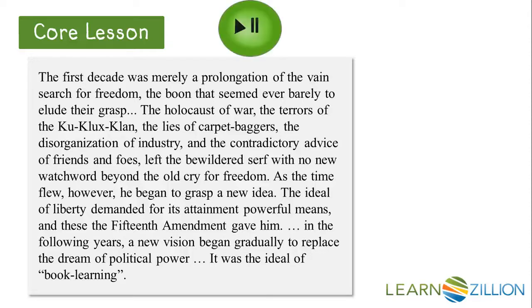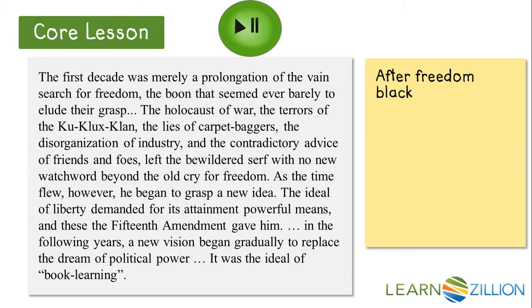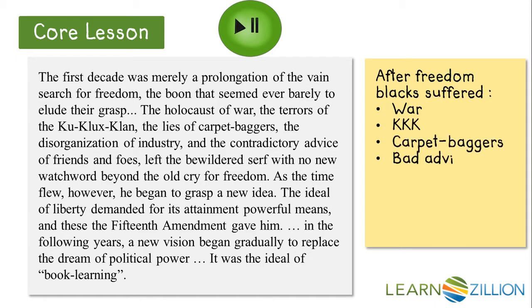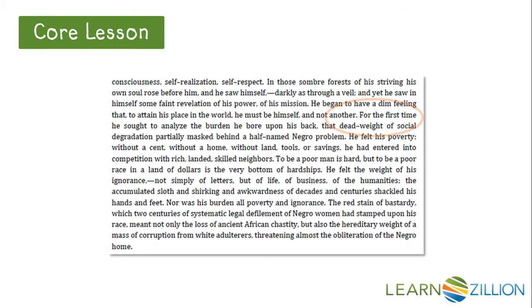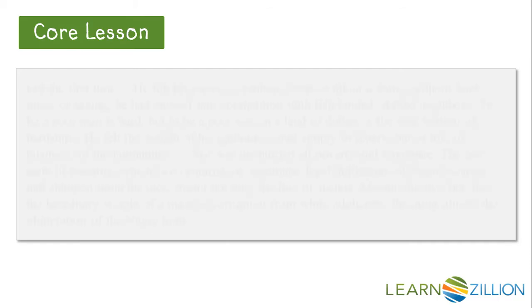So we're pausing here. The first decade. What are they telling us about this first decade, right after freedom? So we know here that blacks suffered from war, the KKK, carpetbaggers, bad advice, and that they believed voting, the 15th Amendment, and education, what Du Bois here calls book learning, held the power. These are the things they needed. So let's read that carefully.